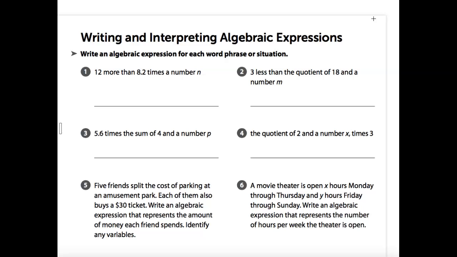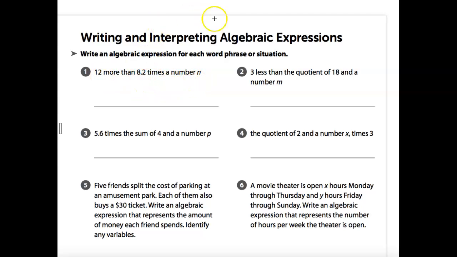All right, so today we are going to go to page 23. We are going to write and interpret algebraic expressions. It says write an algebraic expression for each word, phrase, or situation. Let's take a look at number one. Number one says 12 more than 8.2 times a number n.